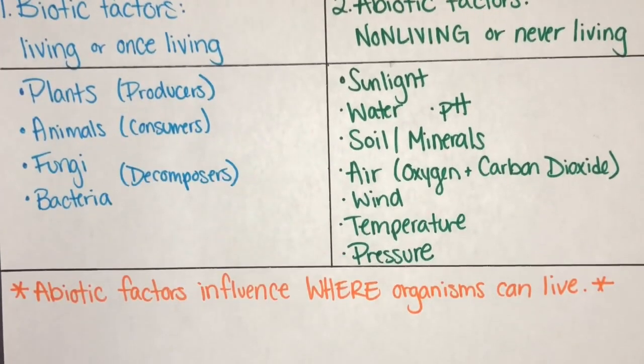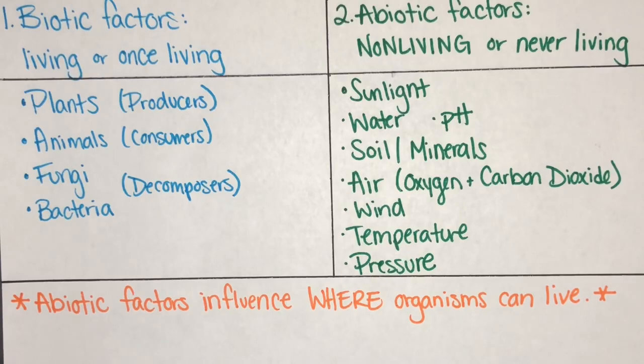Abiotic factors, all of the things I have listed here, influence where organisms can live. For example, every species has a range where it can live. Polar bears need to live where it's cold. Cold-blooded reptiles like snakes need to live where it's warm. Desert plants like cacti don't survive well with lots of water, and coral need a pH between 7.7 and 8.4.